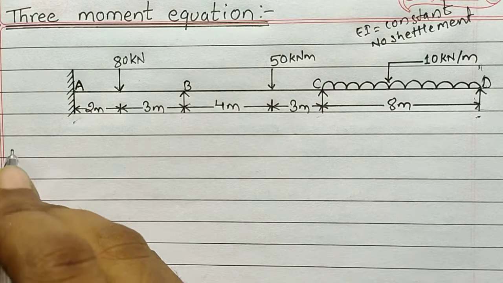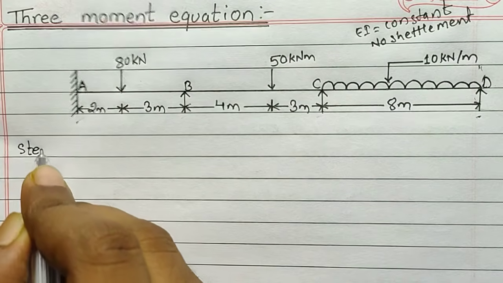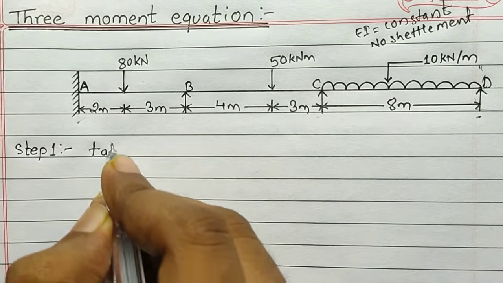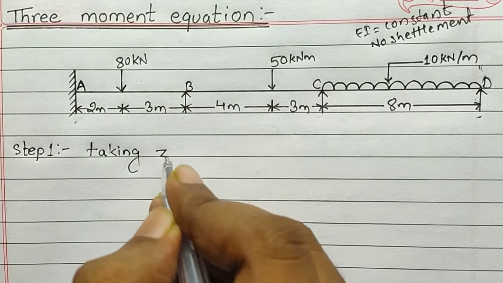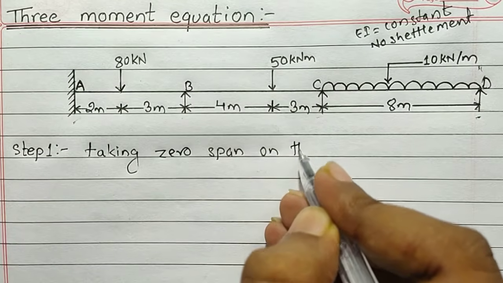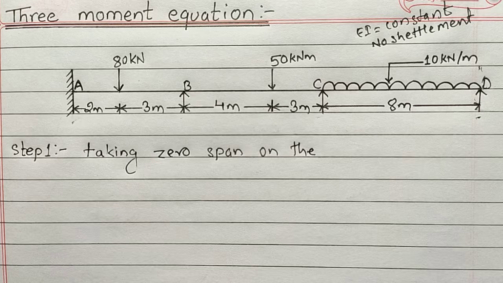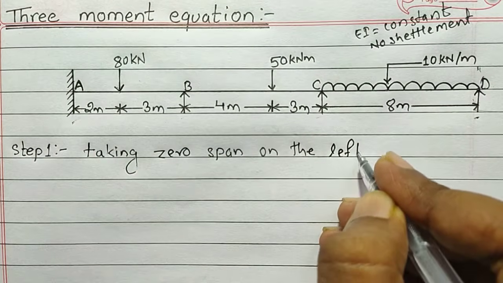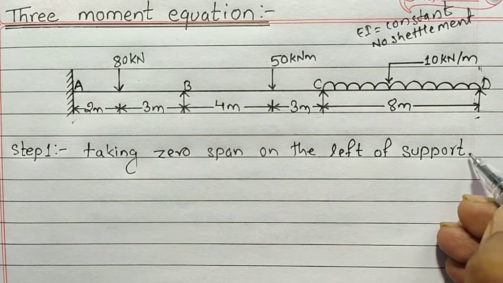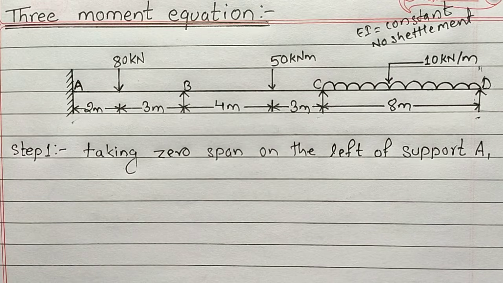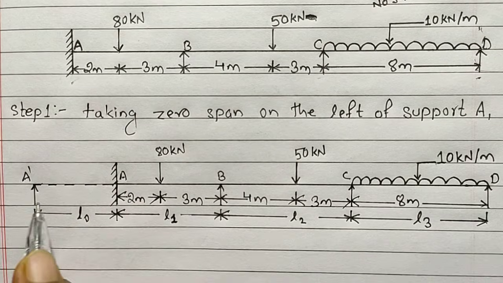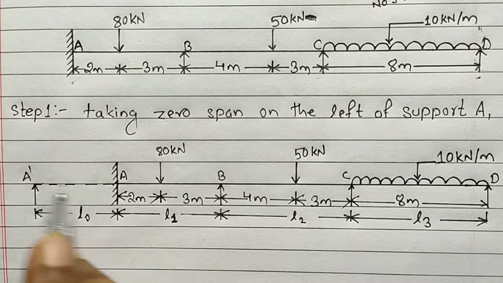So our first step is going to be step 1, taking 0 span on the left of support A. Then we need to draw a diagram here first, then our solution will begin. So I have drawn a 0 span left of A, that is A dash.